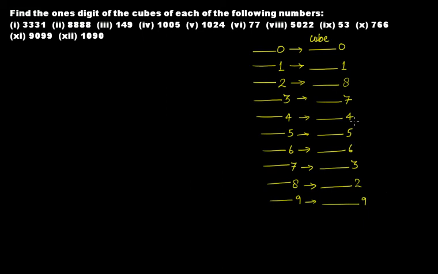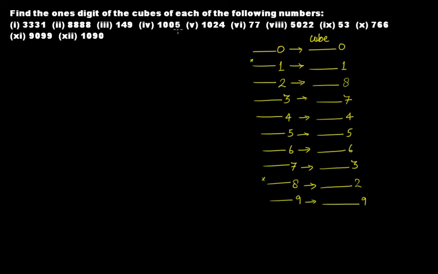Now, start from this one. You have 3331. At the units place, you have 1. That is this condition, right? So the cube of this number will have 1 at its units place. In this case, your number ends in 8, that is, 8 is at the units place. So therefore, the cube of this number will end in 2. In this number, we have 9 at the units place. Therefore, the cube of this number will have 9 at its units place.